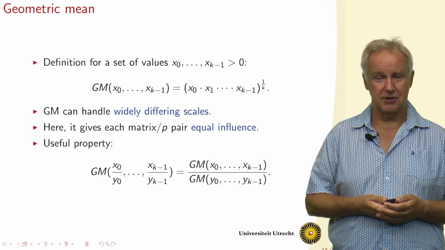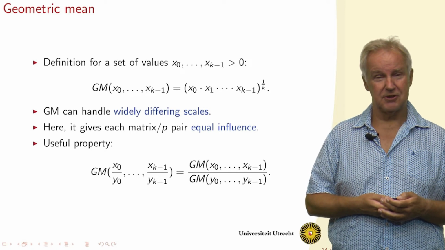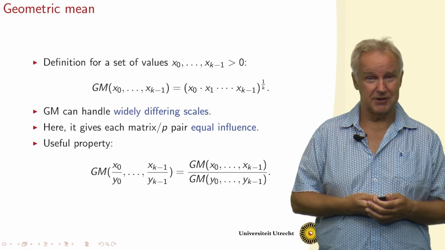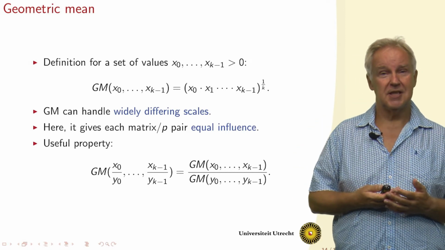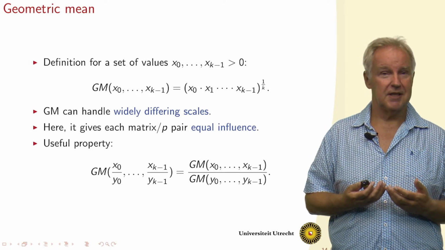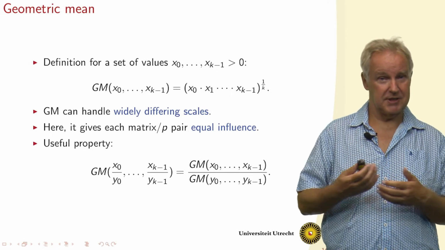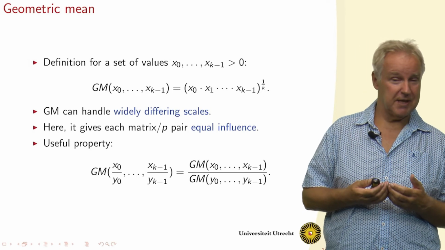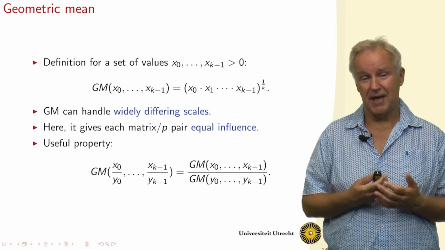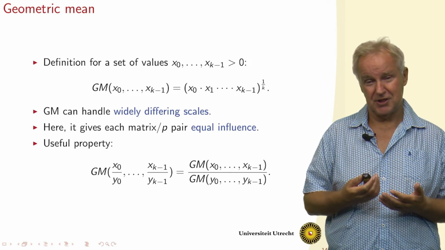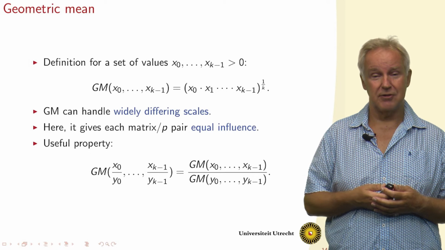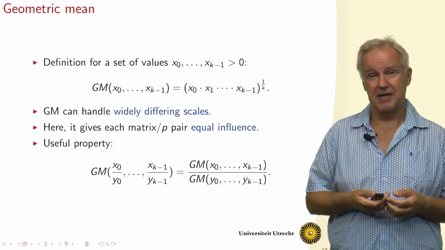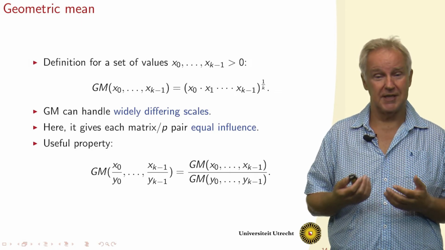And why did I choose the geometric mean to present results and not the arithmetic mean, the common average that we know? The reason is that in this case, every problem instance, so matrix and number of processors, has the same influence. And the geometric mean is defined by multiplying all the numbers, for example, k numbers, and then taking the kth root. So for 2 numbers, a and b, the geometric mean is just the square root of a times b.